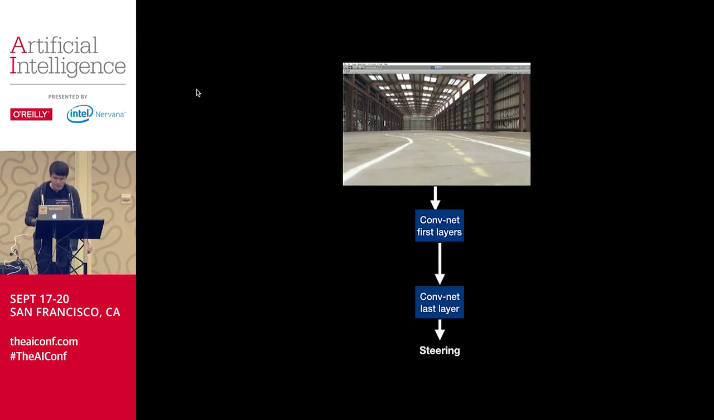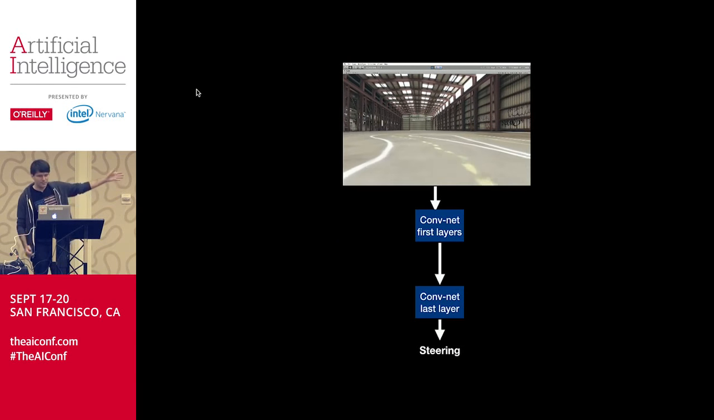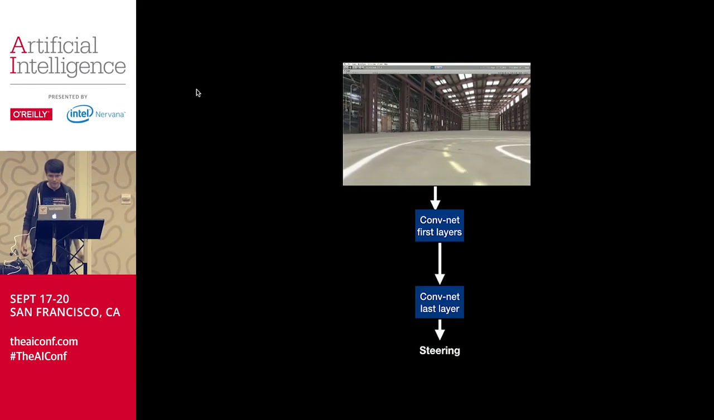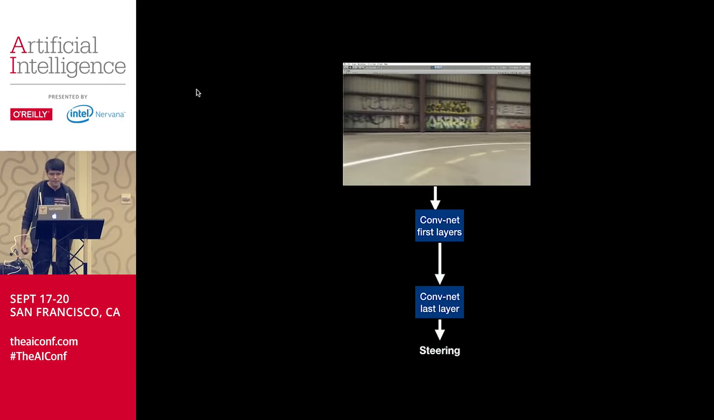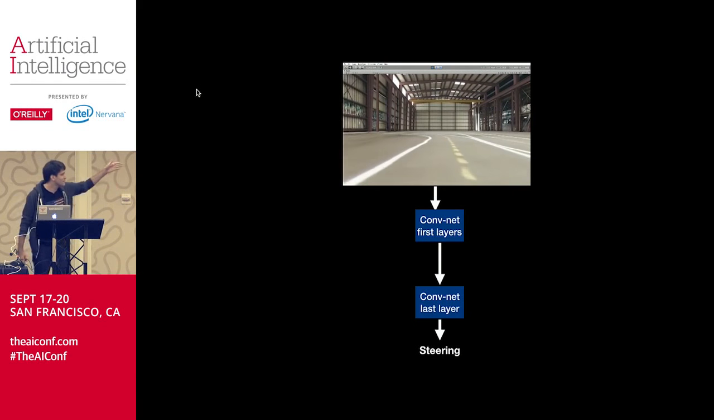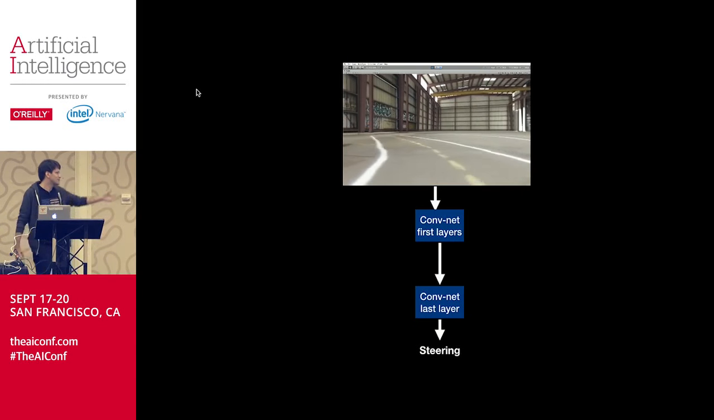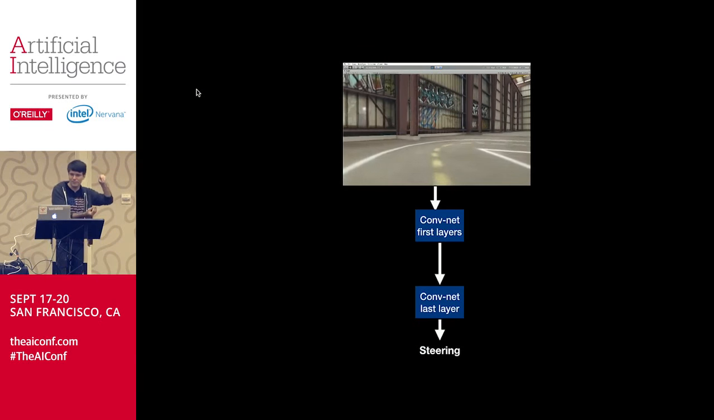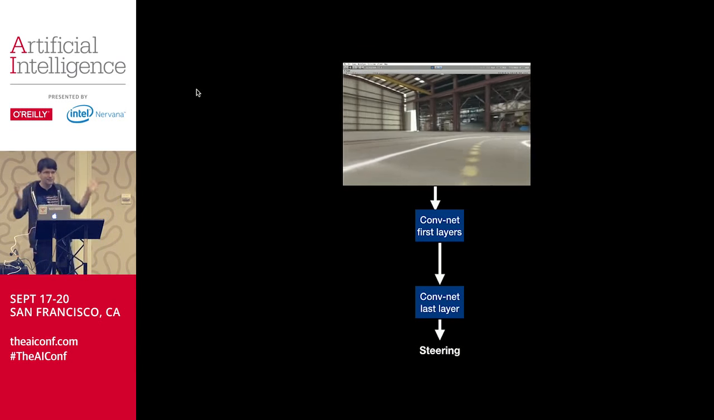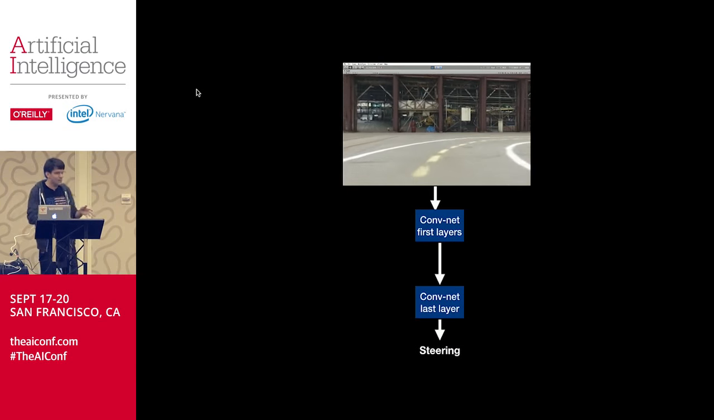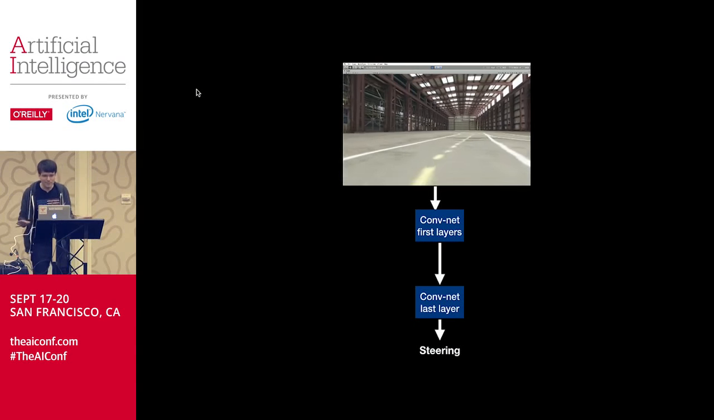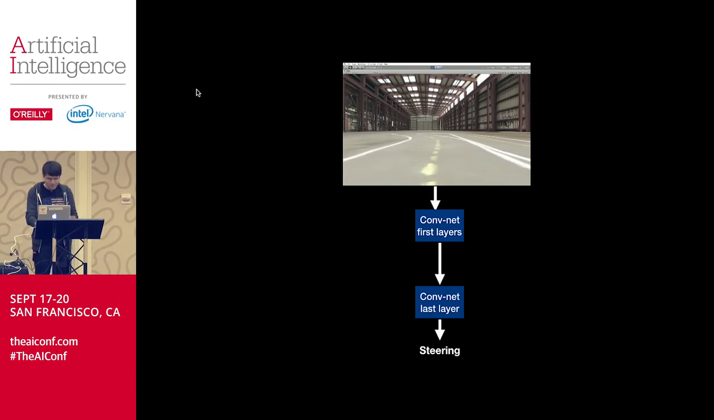The problem is, here's my simulation of the warehouse. This is me driving through the simulation. And basically, a quick summary of the neural network architecture is a convolution net that I split into two things, just like the convolution net that I showed earlier, and it outputs steering, and that's my simplified model, okay?